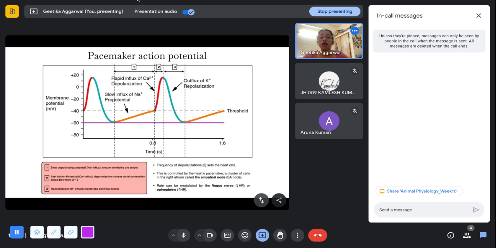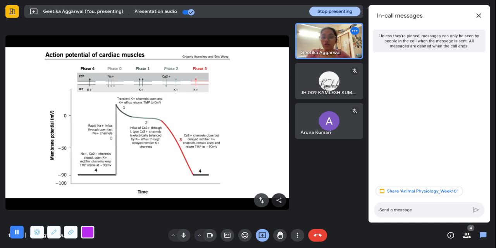Okay. So, moving ahead, now that we have seen how the pacemaker cells are working, how the electrical system of the heart is working, now let's go to the mechanical part of it. How is the cardiac muscle itself working? So, what is happening there?